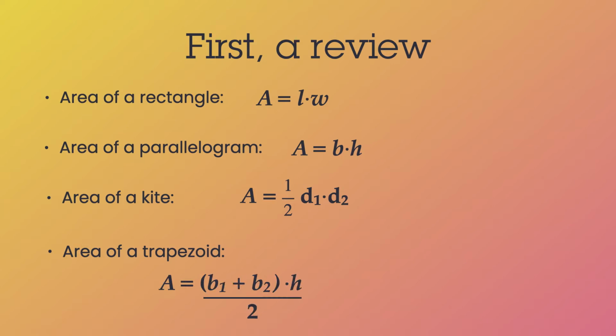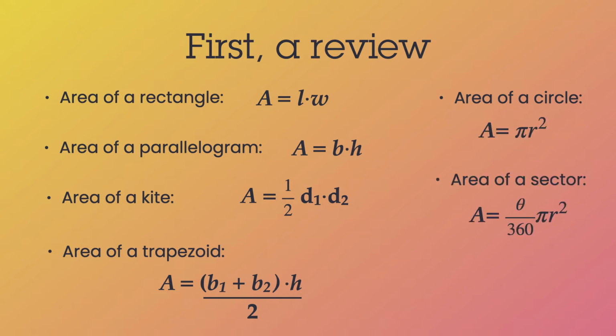Area of a trapezoid is the sum of the bases times the height, and divide by 2. Area of a circle is pi times r squared. Area of a sector is theta over 360 times pi r squared. And area of a triangle is 1/2 times the base times the height.